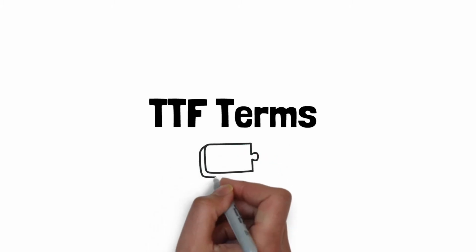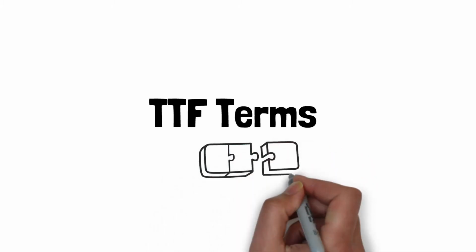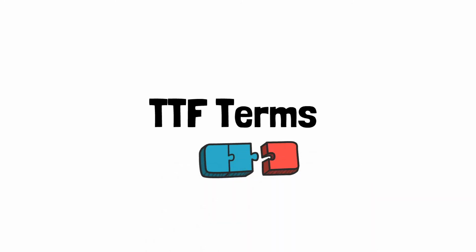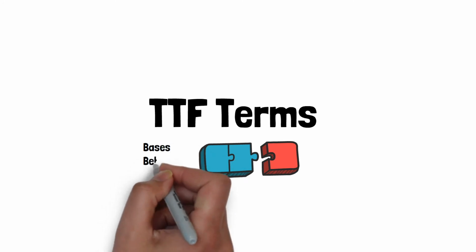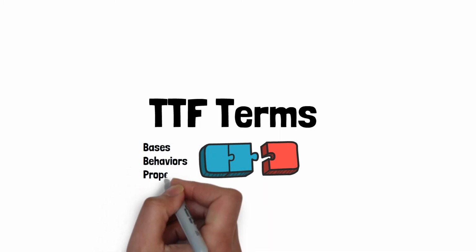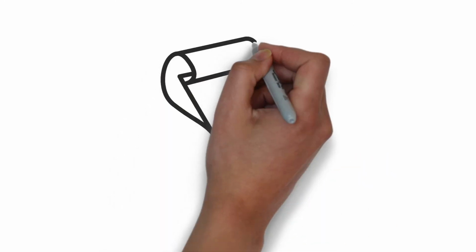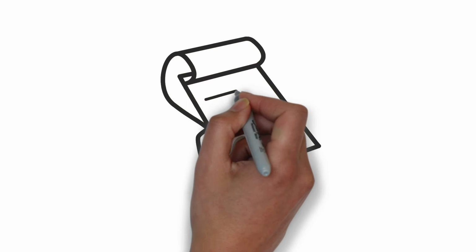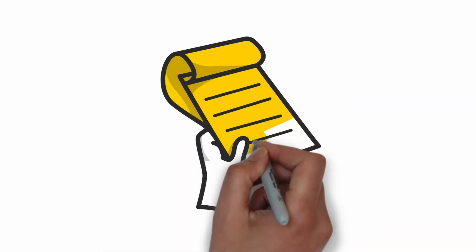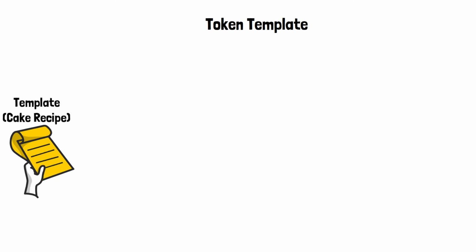Terms. Let's start with some common terms and lay a foundation. As I mentioned, the TTF is a composition framework, meaning it allows tokens to be broken down into basic reusable parts: their base token types, behaviors, and properties. A composition of these parts is called a token template. A token template is like a recipe. As I mentioned before, it describes the token that will be made by following the recipe, like what capabilities or restrictions a token created from the template would have.